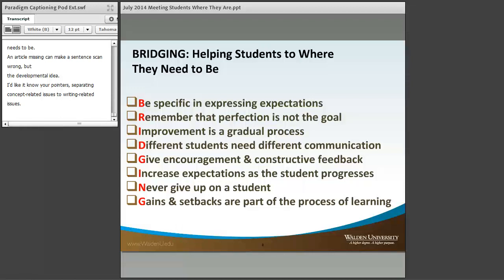Okay, this is Alan. I'll ask a question about the bridging concept in general. We have this acronym, bridging, for helping students get where they need to be, and we've identified different sentences for each of those letters. What's your feedback on that? Do you think that this is something that faculty need to see? Do you think it's helpful for them? Do you think we should just drop it?